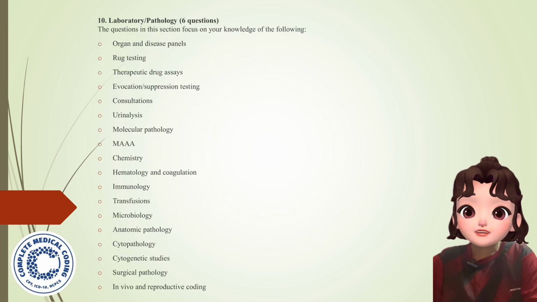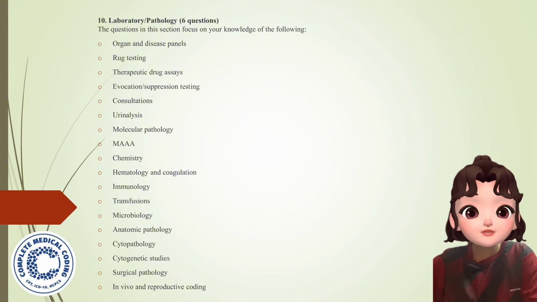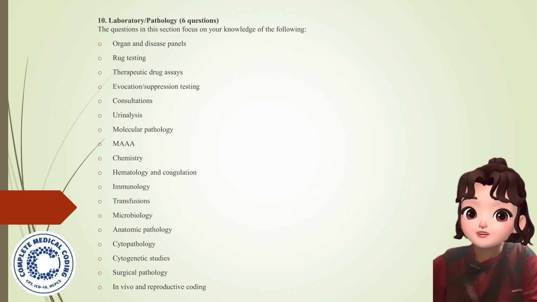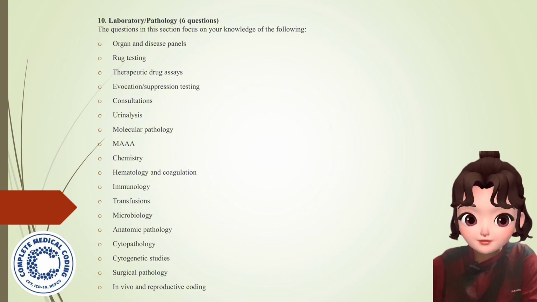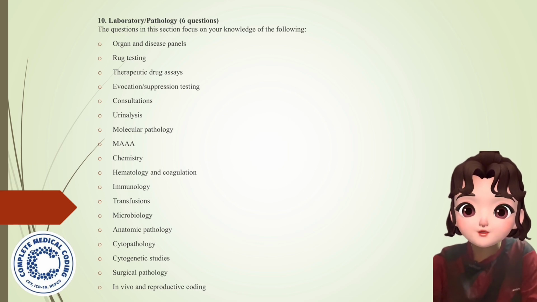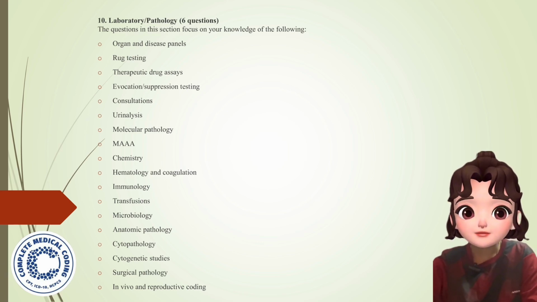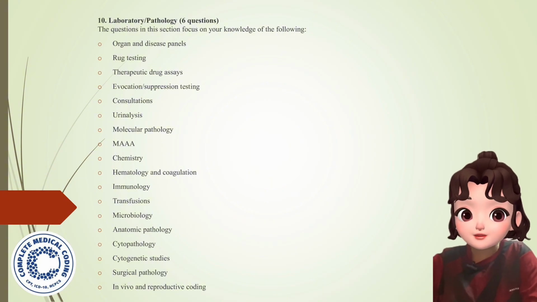Now laboratory or pathology, again 6 questions from lab and pathology. That is also easy to learn. You can do radiology and pathology together. Like that, you can finish out a number of questions and save time. These are the things you need to look out for from lab: organ disease panels, many panels, pathology consultation, urinalysis, molecular pathology, chemistry, immunology. Everything you need to learn, but it's easy, as I told you earlier.